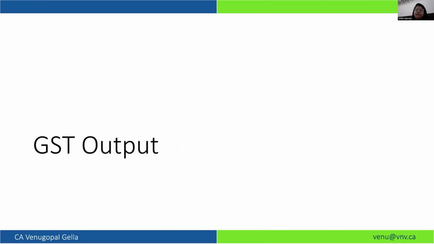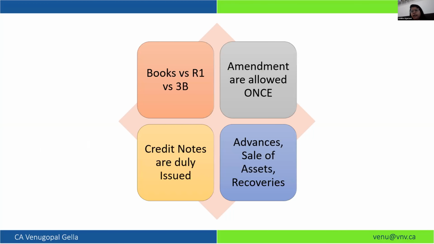Now, first starting with the outward part. What you should do at your outward part is check whether everything you have filed in your GST return is in accordance with law and there is no tax implication or short payment of tax. So what should be the first? The first thing you should do is make sure whatever outward turnover you have shown in your books is matched with your R1 and 3B.